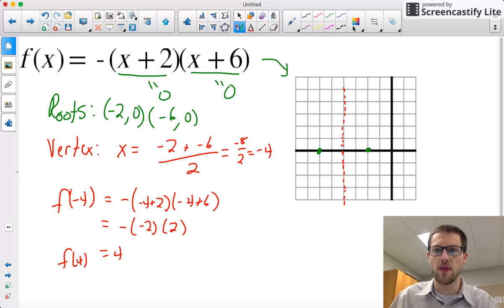I can plot this on my graph, or rather this is negative 4. So negative 4, 1, 2, 3, 4. Here's my vertex, here are my roots. This is really all that I need to draw a good graph for this thing. And there you have it.